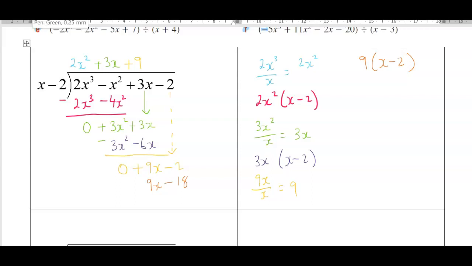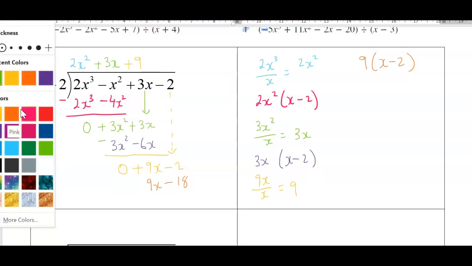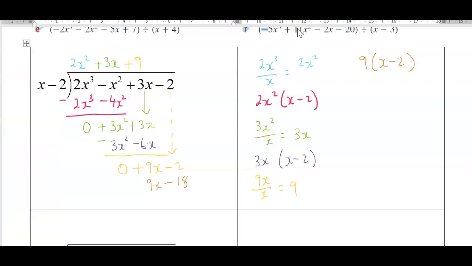All right, and then our last one, what color? Let's do it in black. All right, so 9x minus 9x is 0. Negative 2 minus negative 18, so negative 2 plus 18 is 16. And that's going to be your remainder.